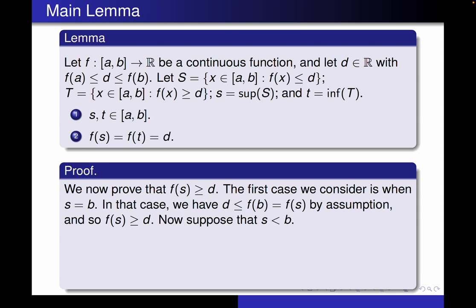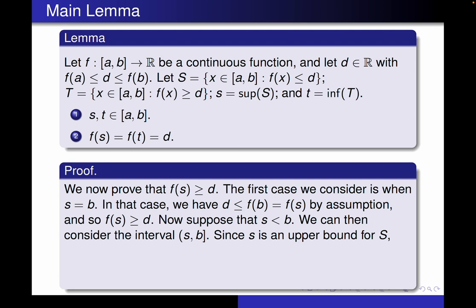So now we look at the case where s is strictly less than b, and we're going to look at all the numbers between s and b, but not s, right? And one thing we know about those numbers being bigger than s is that they are upper bounds for the set big S, right? Little s is an upper bound for S. All those numbers in the interval are bigger than little s, so they are also upper bounds, right? And that means that we can't have any elements in that interval that are also in S, right? If that were the case, then little s wouldn't be an upper bound for S.